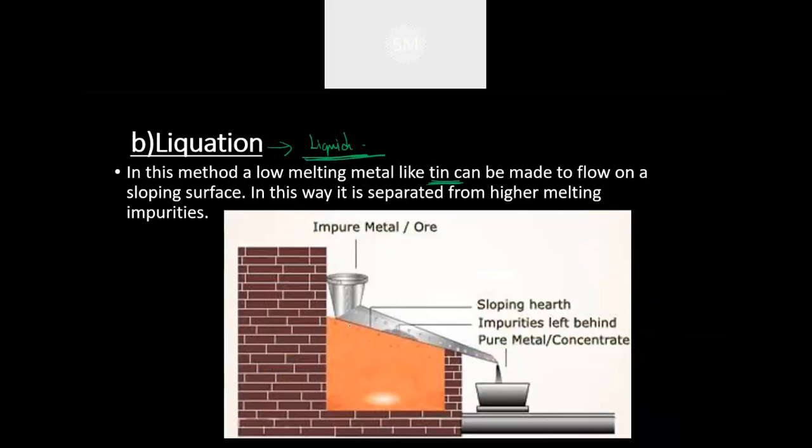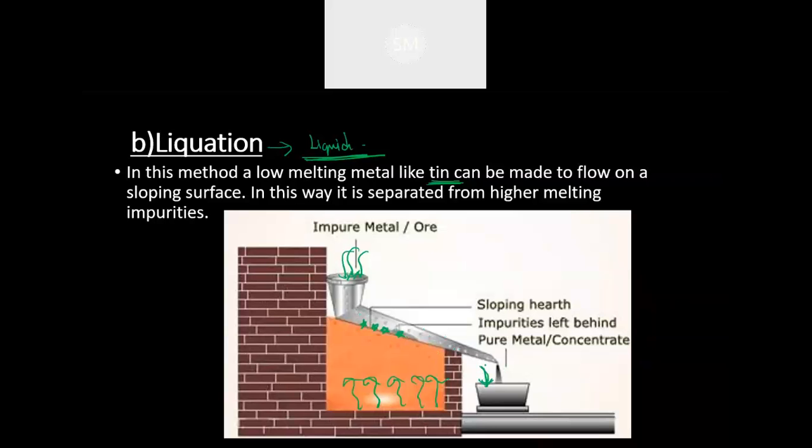See the arrangement here, how the arrangement is. A slope kind of arrangement you can see, and from this side the impure metal is being fed. So there is a slope here. When you put this impure metal, and this side is the heating done, down here we are having continuous heating. When you heat them at a higher temperature, this metal will start melting, and the impurities will not melt, the impurities stay on the slope, and this metal will start flowing down.